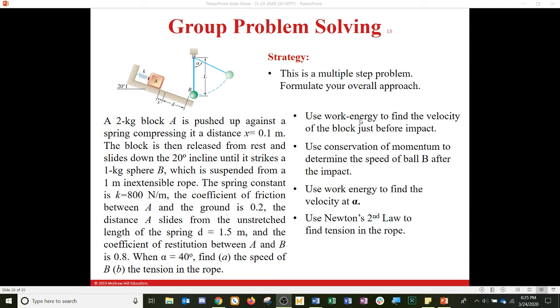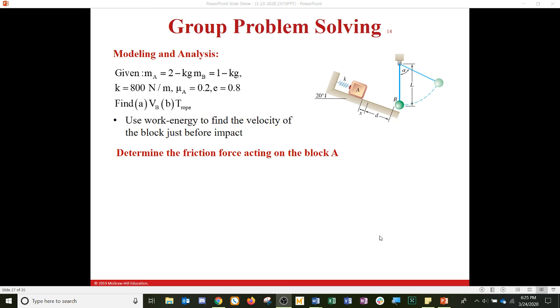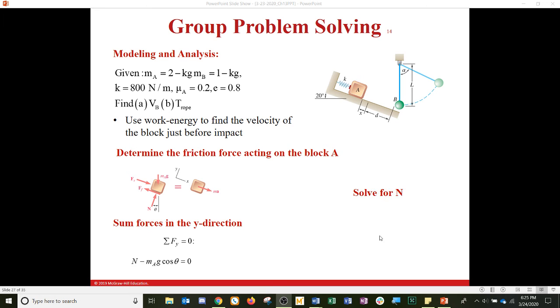The suggested method that we used in class, we use work energy to get A all the way to B. We use conservation of momentum and coefficient of restitution to deal with A striking B. We can use work energy to get B moving at alpha, and then use Newton's second law to find the tension in the rope. The only piece that this doesn't mention is using Newton's method to find the friction of block A on that contact surface. So that's what's shown in the first slide here, and you can take a close look at this.